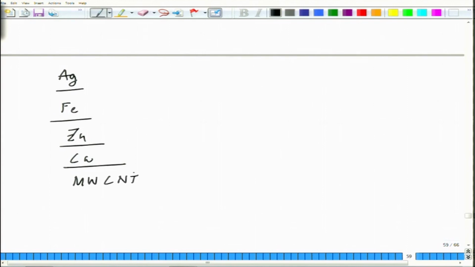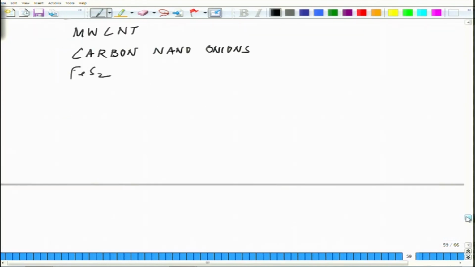multi-walled carbon nanotubes, carbon nano onions, FeS2, which is pyrite. Then we talked about cerium oxide, carbon nanotubes CNTs, and water soluble carbon nanotubes.